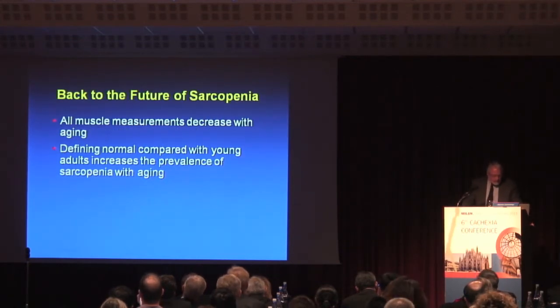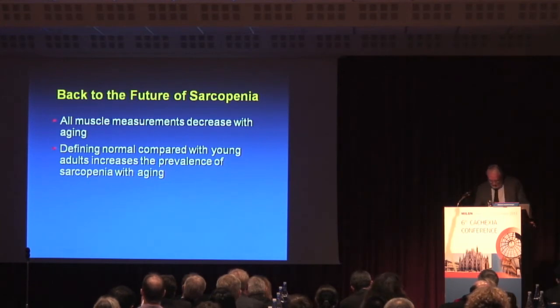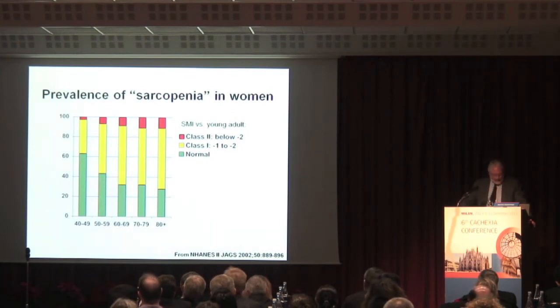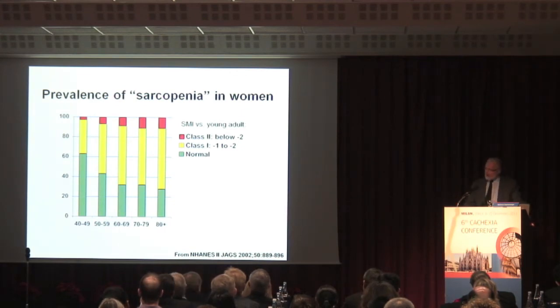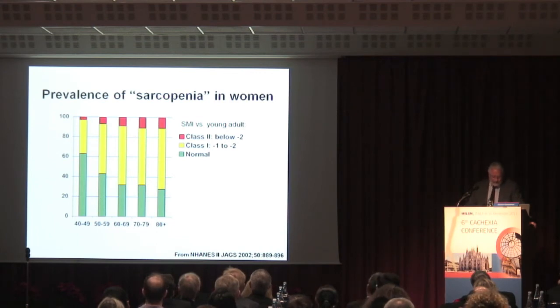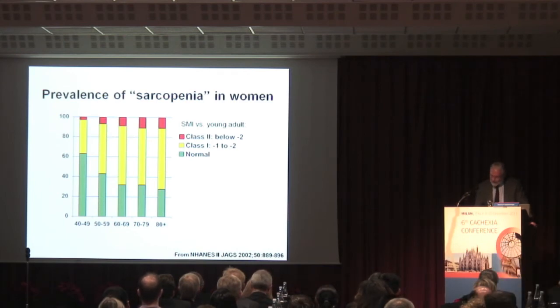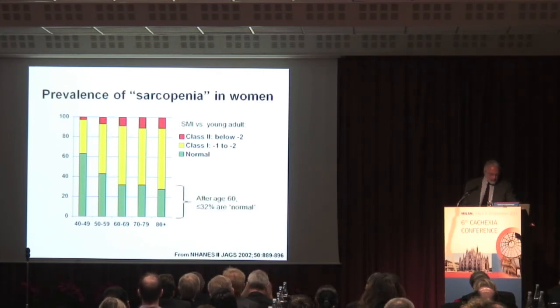And since all muscle measurements decrease with aging, defining normal compared to young values will increase the prevalence of sarcopenia. Here is a slide on skeletal muscle index versus the young adult values from NHANES 2. You can see class 2 sarcopenia, class 1 is minus 1 to 2, and normal. Clearly, because that index goes down with aging, the prevalence of sarcopenia, regardless of its class, goes up, such that if you were to use this measurement after the age of 60, only a third of the population would remain normal.